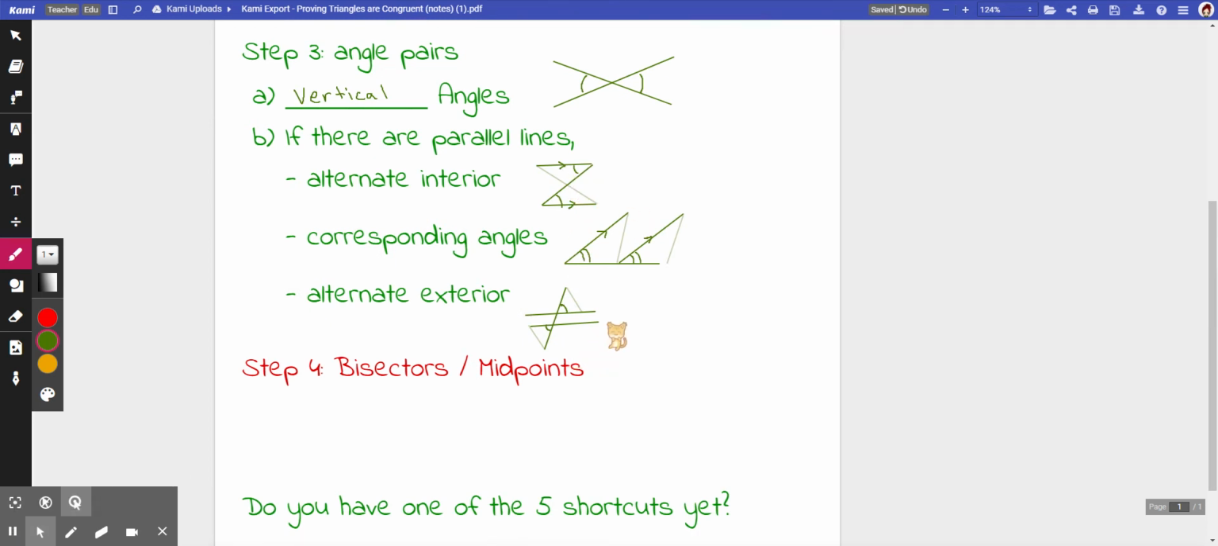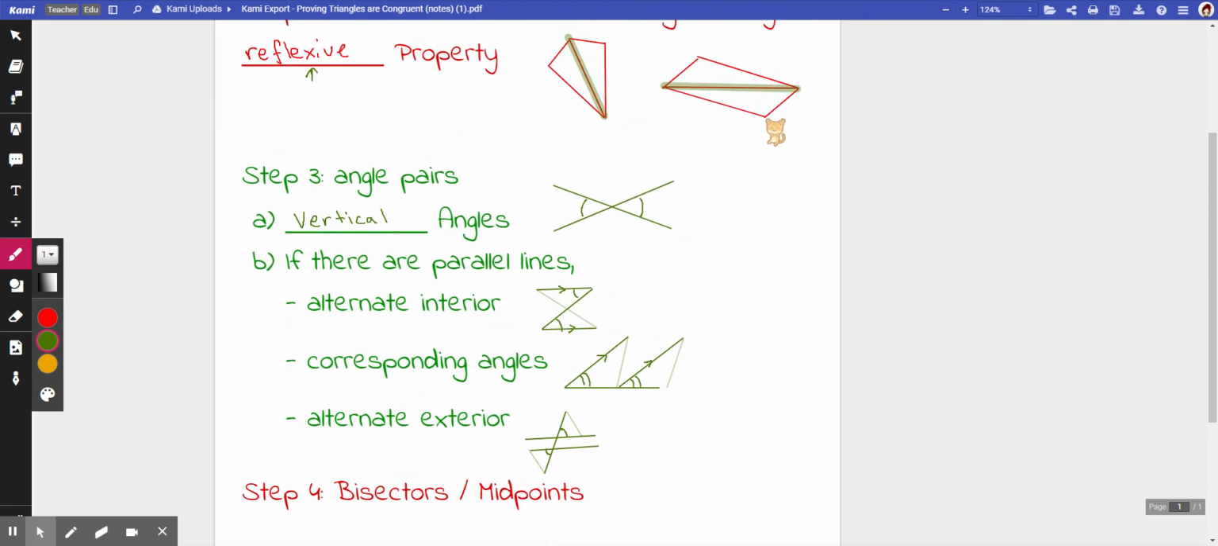So these are some examples of what those angle pairs might look like being used in triangles. With alternate interiors, sometimes you get these hourglass shapes. You also sometimes use parallelograms. These two angles here are alternate interior angles as well. For corresponding angles, a lot of times you'll see just two triangles next to each other along a line. Alternate exterior is much less common, but this is an example of what that could look like.